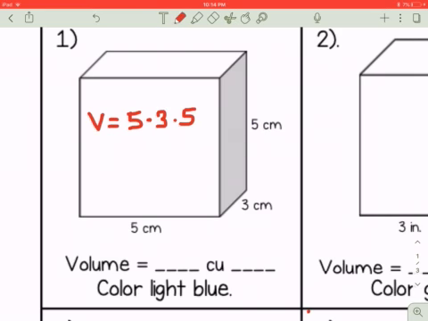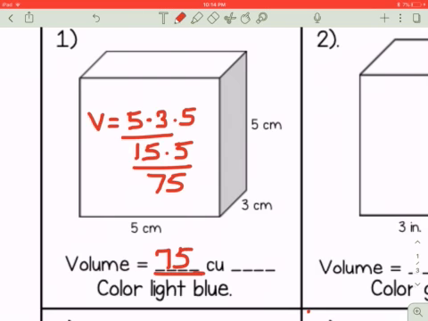So then I just follow PEMDAS and work left to right. 5 times 3 is 15, and 15 times 5 is 75. So the volume of this rectangular prism for number 1 is 75. Now we're only halfway done. We've done more than half the work, but we're only halfway done with our answer because if you notice, there's two blanks here. There's a blank there and a blank there. So we need to fill in two different things.